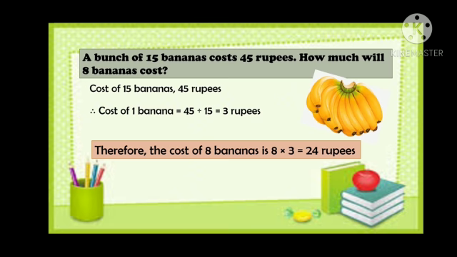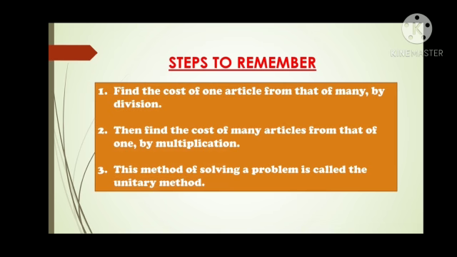So children, from the previous examples, let's recall the steps of how to solve the sums. First, find the cost of one article from that of many by division. Then, find the cost of many articles from that of one by multiplication. And lastly, this method of solving a problem is called the unitary method. So children, now you all know how to solve the sums of ratio and proportion. I hope, children, you all are clear with the concept of ratio and proportion.